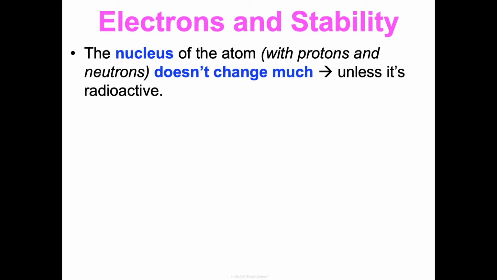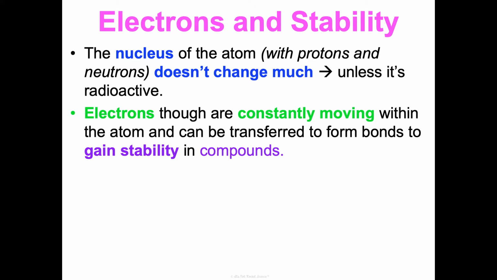Okay, so remember, the nucleus of the atom, which has the protons and neutrons, doesn't change much. It's actually very difficult to change. It will only change a lot if it's radioactive, and even still, that's going to be a nuclear reaction, which we saw in our last unit is kind of a big deal. It requires an insane amount of energy. But here's the deal, that's the nucleus. Electrons are a different story. Remember, those electrons are constantly moving within the atom, and they can be transferred to form bonds to gain stability in compounds.